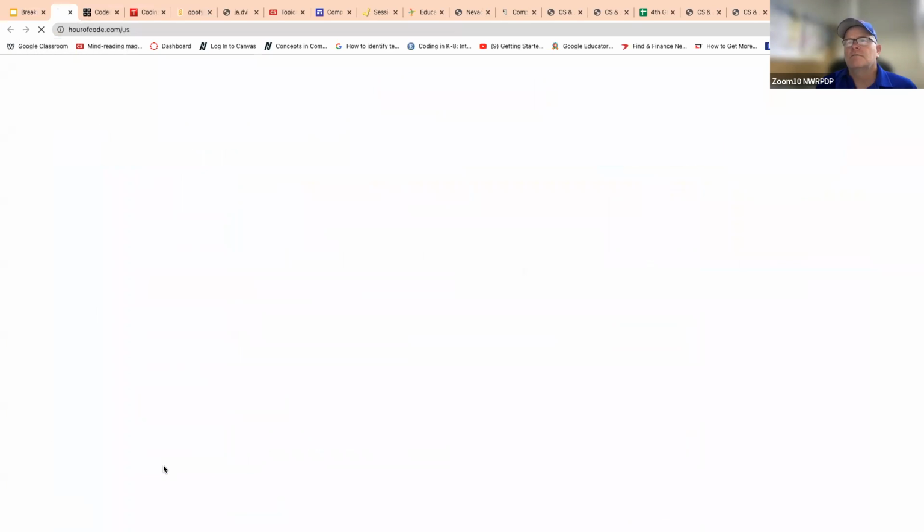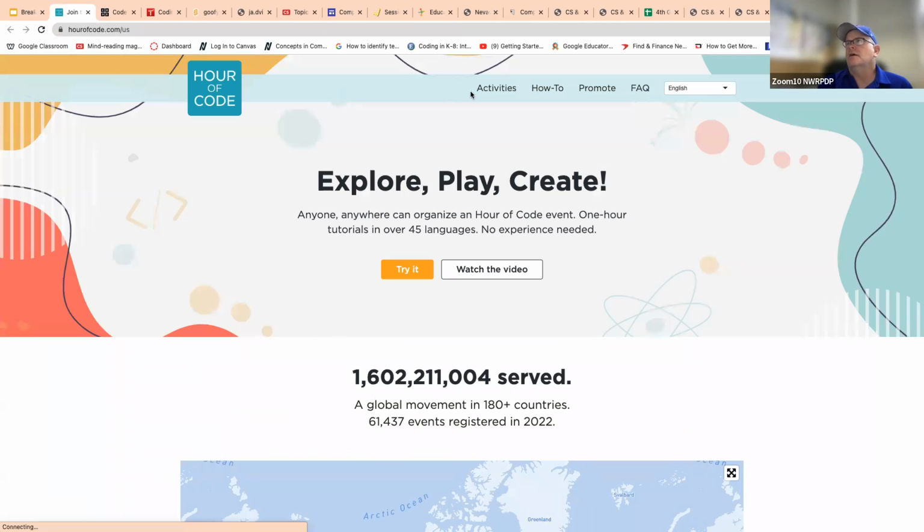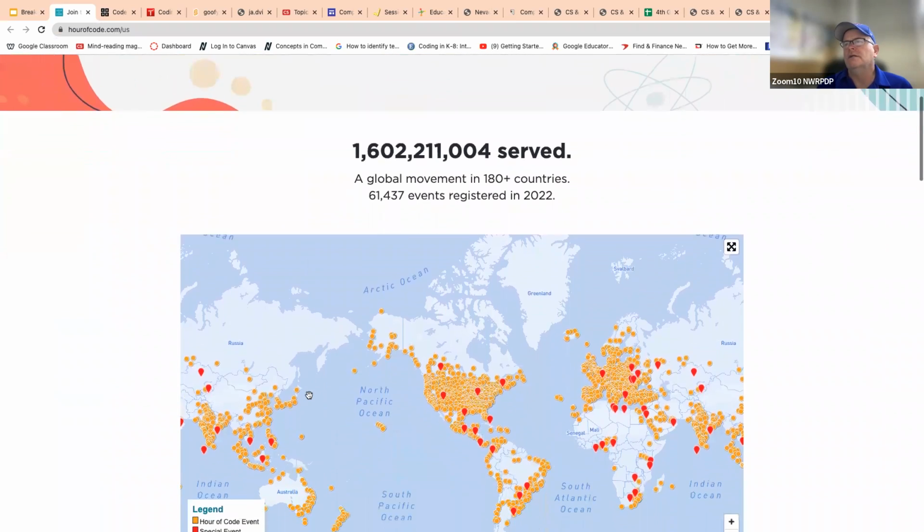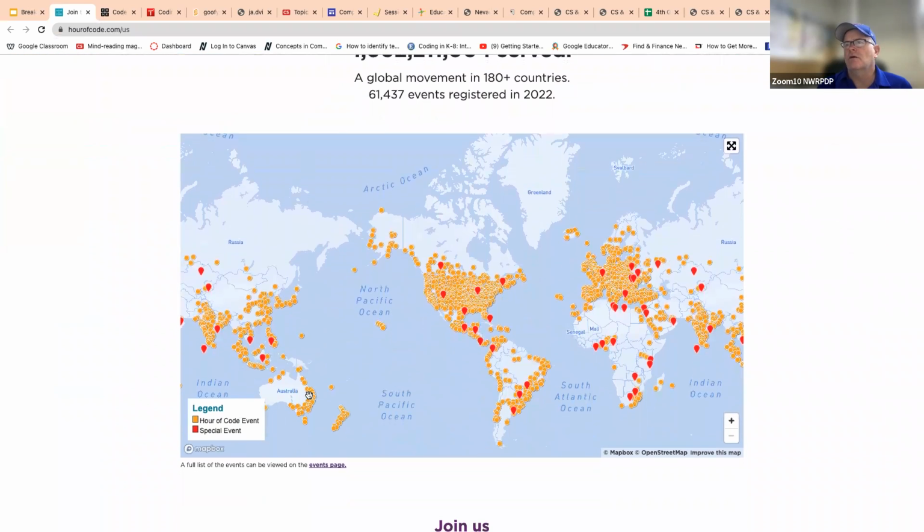Hour of Code is awesome. Check this out. This is amazing. I looked at this today. 1.6 billion different activities on code.org. So this is a website where the kids can go on. It's for an hour of code. So I said code.org, Hour of Code. And this map's kind of cool because it's a visual representation of different schools or kids around the world who've actually been using the Hour of Code.